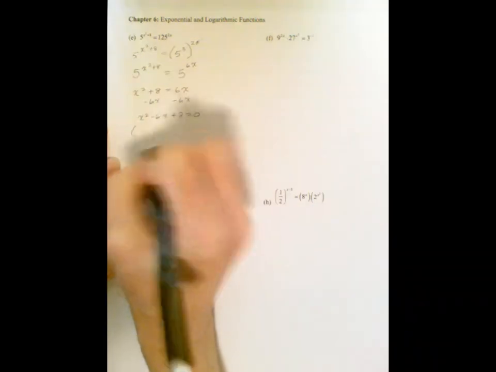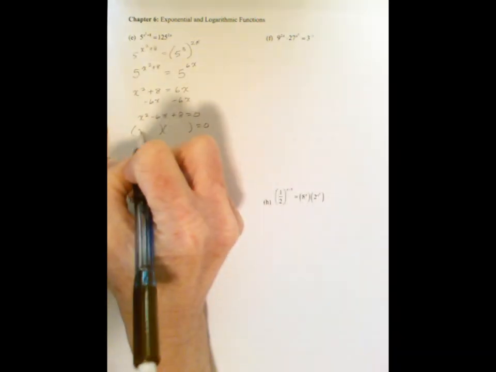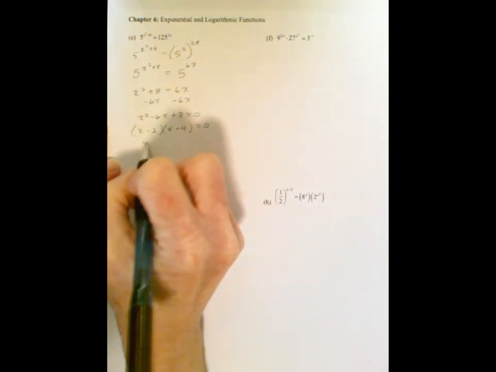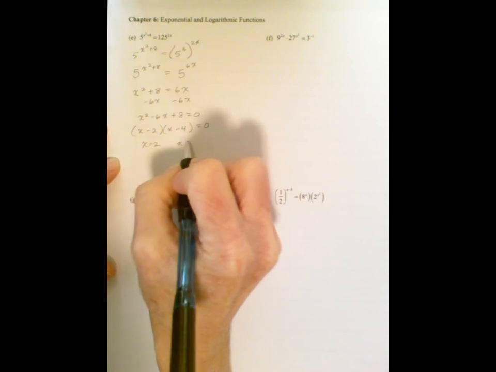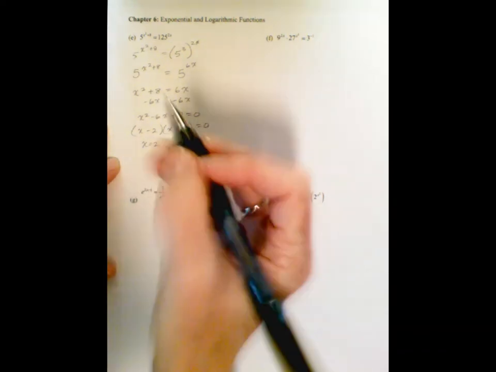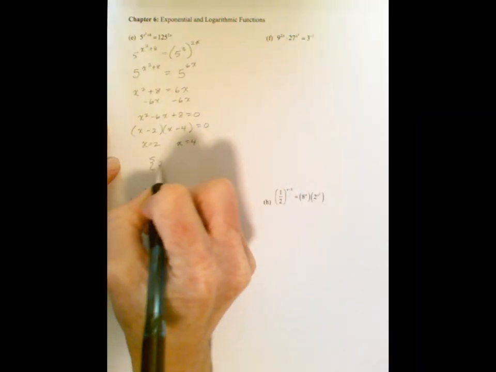And we'll see if this will factor. And let's see, what would it be? Negative 2 and negative 4. So x equals 2 and x equals 4. And you can go back and check. And both of those do work. So we haven't made a mistake.